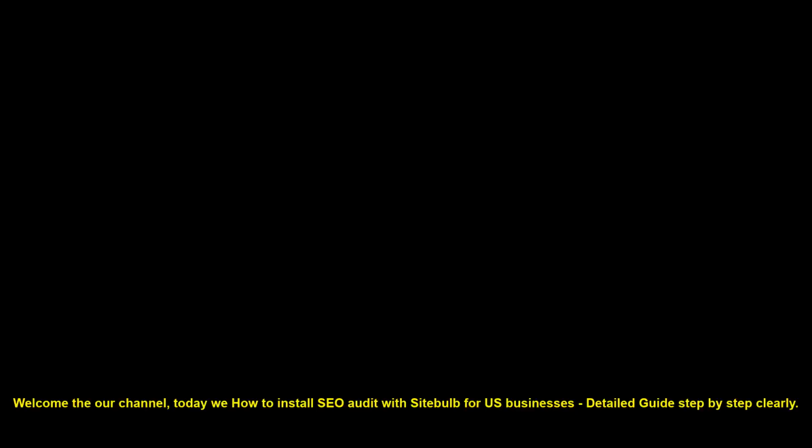Today we show how to install SEO Audit with Sitebulb for US businesses, a detailed guide step by step, clearly. Download Sitebulb from the official website. Choose the version that fits your operating system. Install the software by following the installation prompts. Once installed, open Sitebulb on your device.